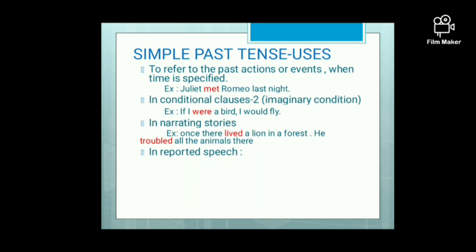And now the next one is in reported speech. The doctor advised me to stay safe. Advised, you can see there, again we use simple past tense.